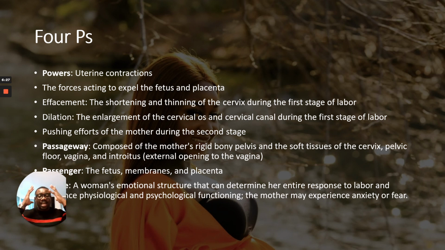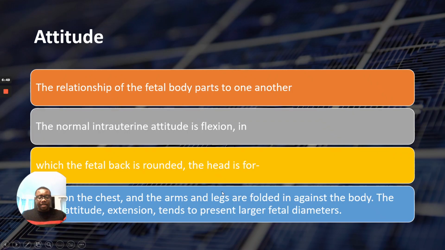If she has the mentality, the passenger, and the psyche, but does not have the power to create contractions, she cannot push out the baby. So if one of those 4 P's is not correct along the way, we cannot have a safe delivery.